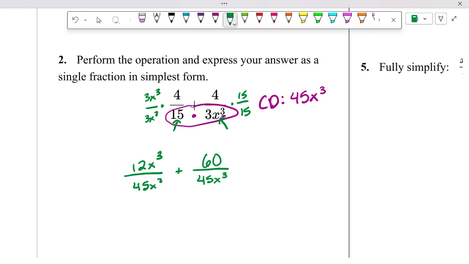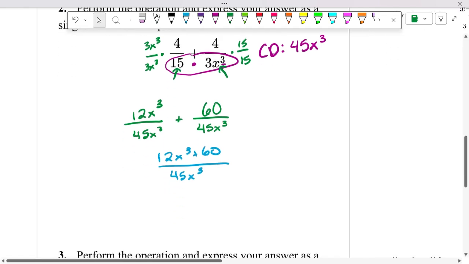So once we get here, we can write it as one big fraction. Now, we're not done because we need to check to see if we can factor the numerator any.